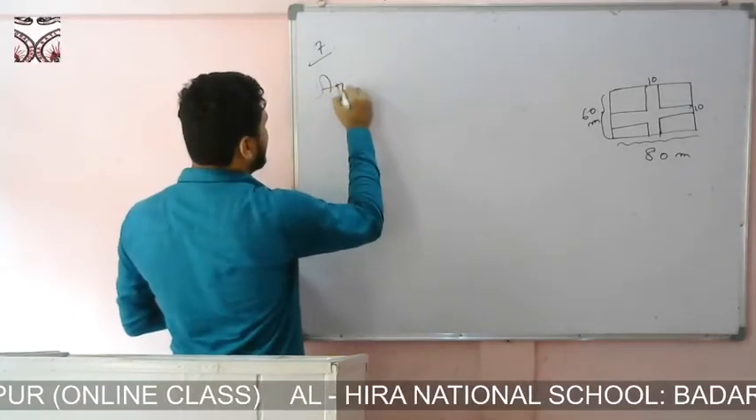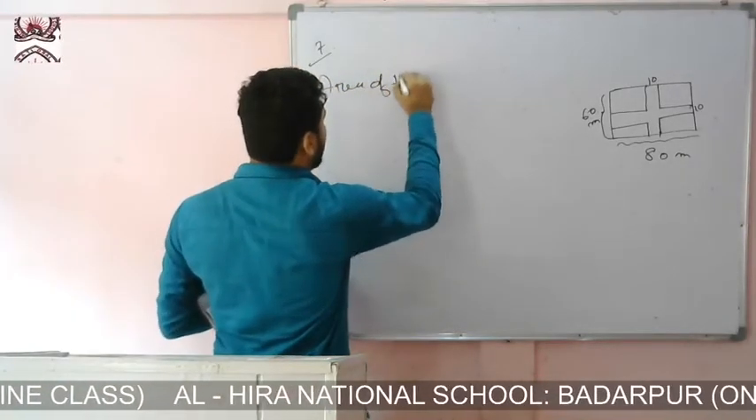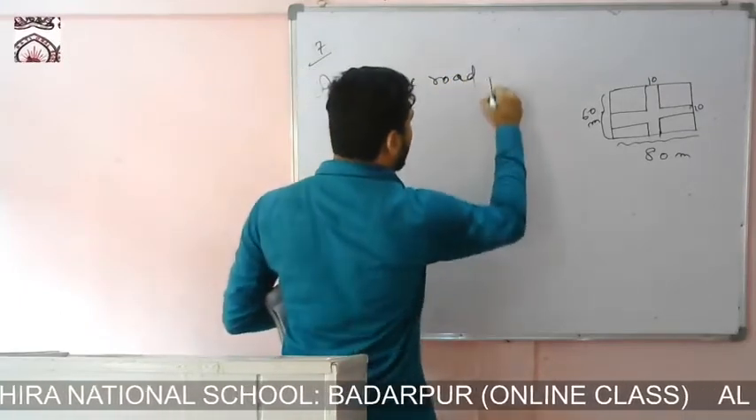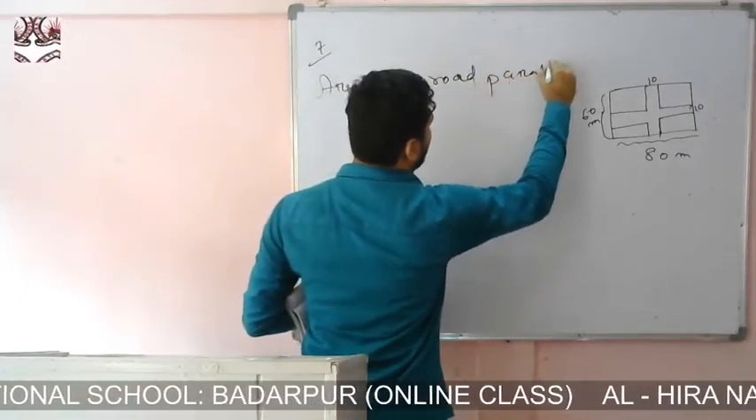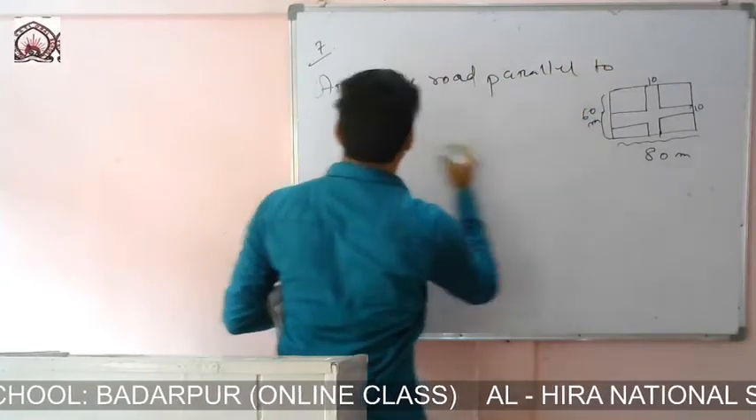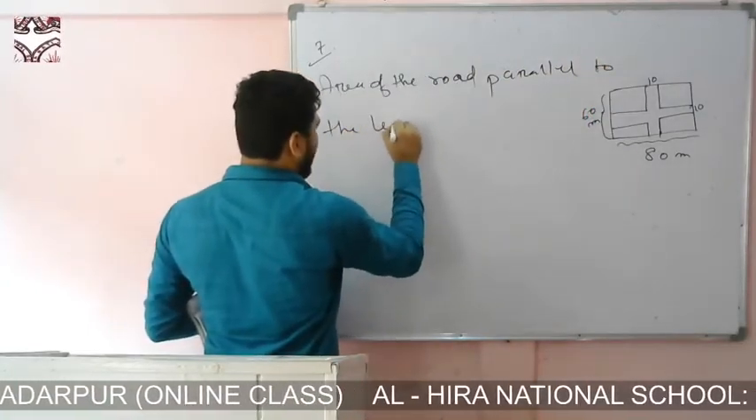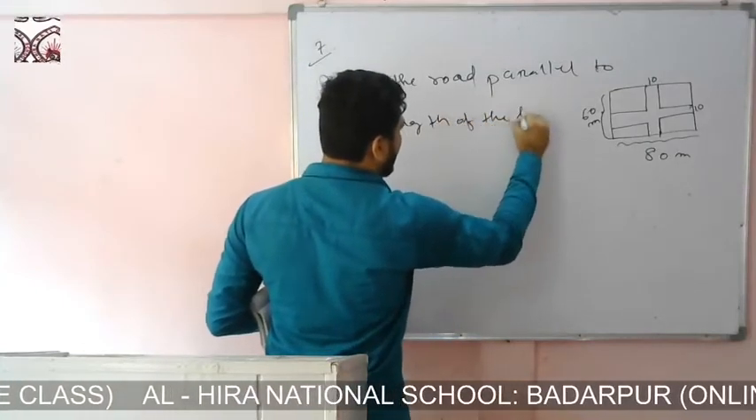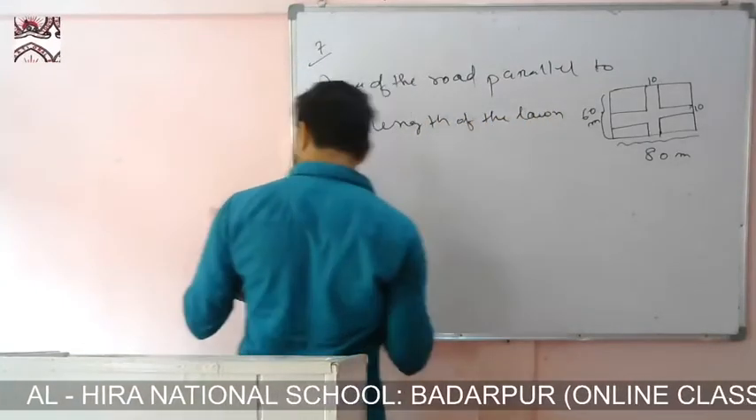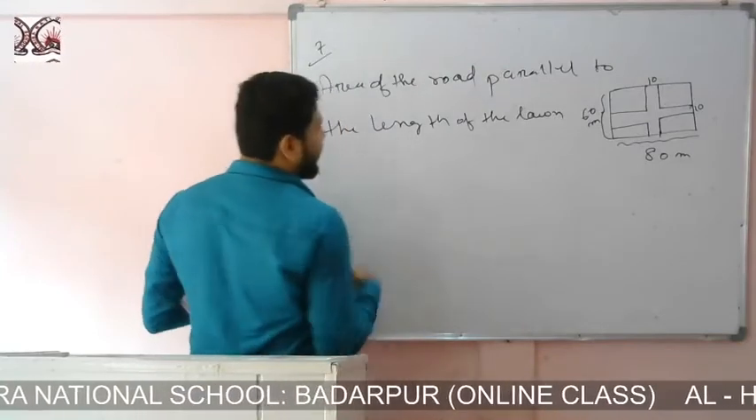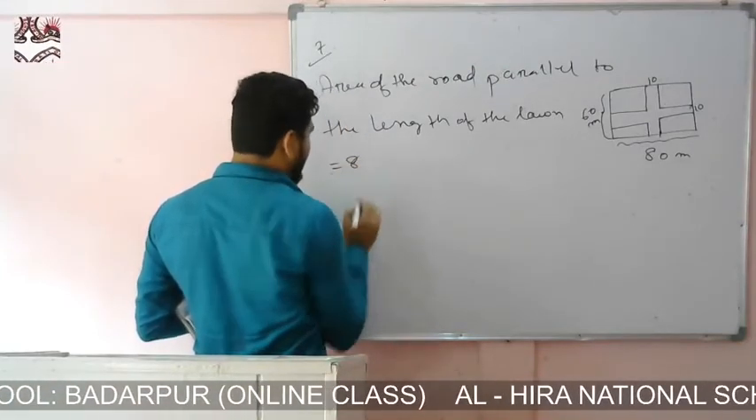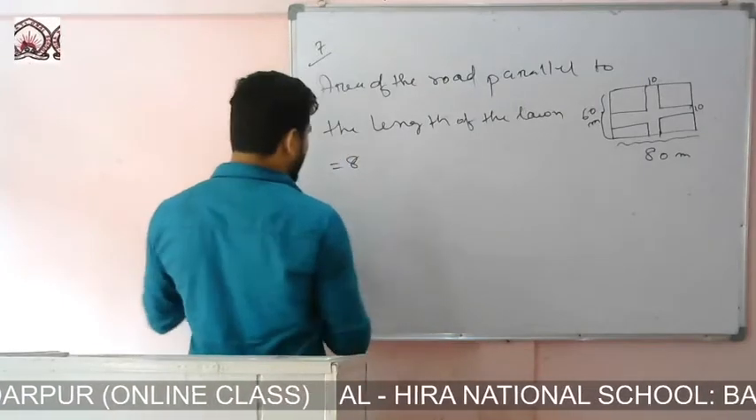Area of the road parallel to the length of the lawn. Length of the lawn will be, you see, 80.